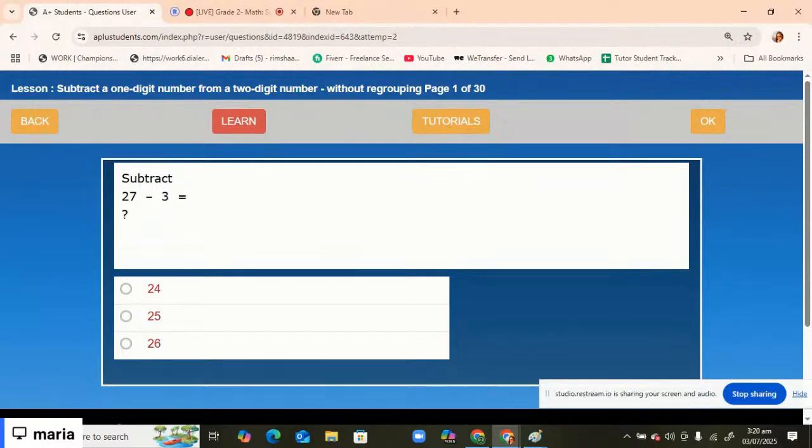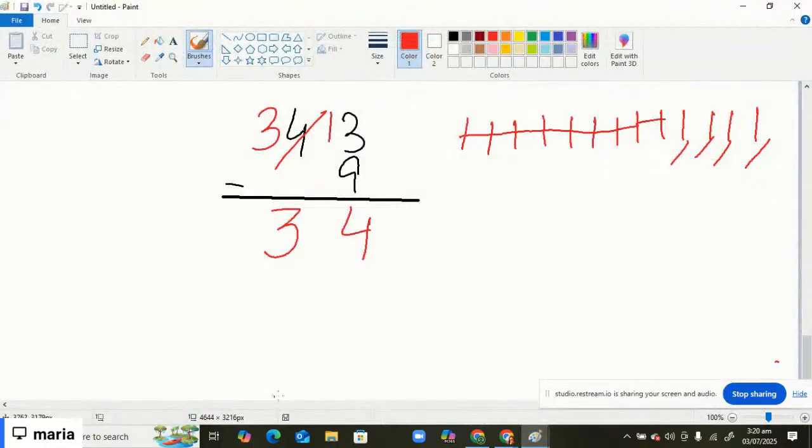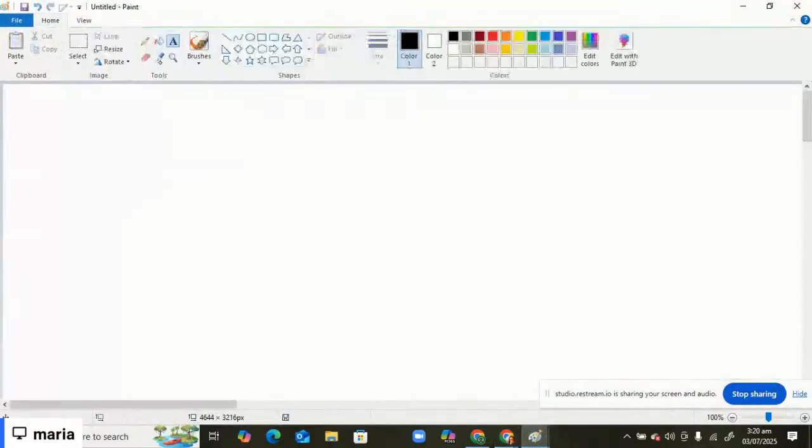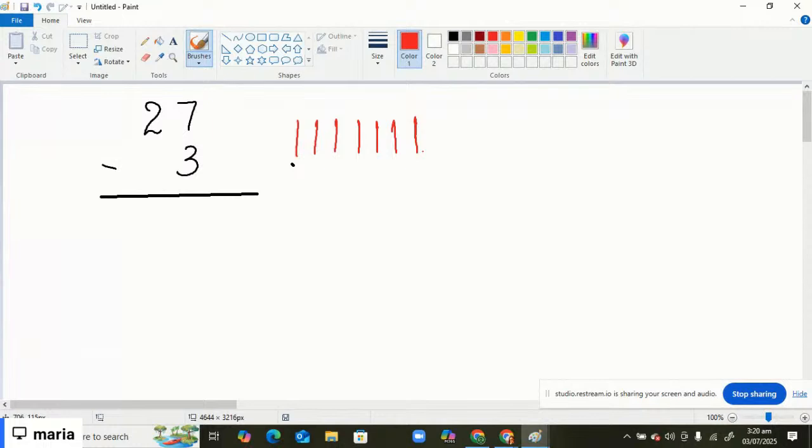27 minus 3. So let's do it. 27 minus 3. Now what is the answer for this? Is 7 minus 3 possible? Yes, it's possible. So we are just going to draw the 7 lines. Now erase 3 lines. So how many left? So erase 1, 2, and 3. So how many left? 1, 2, 3, and 4. So 4 is left. And now 2 as it is. Okay, the answer is 24.